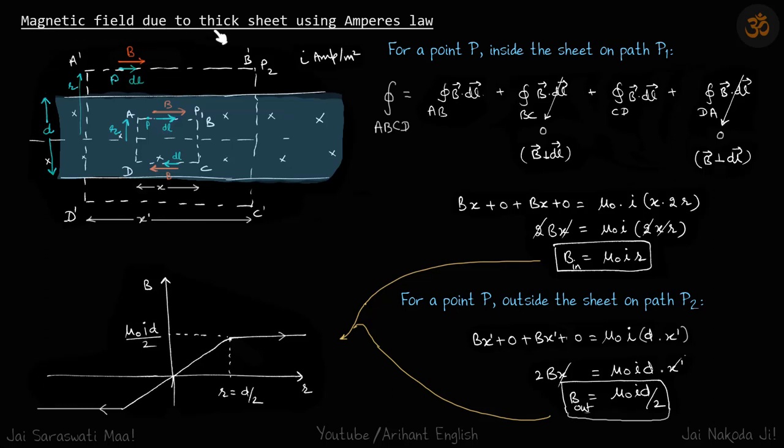Magnetic field due to a thick sheet using Ampere's law. So this is the thick sheet which is given and the current is going inside the plane. And here current density is given I ampere per meter square. So if you take an area like this, then the current will be I times that area going inside the plane.